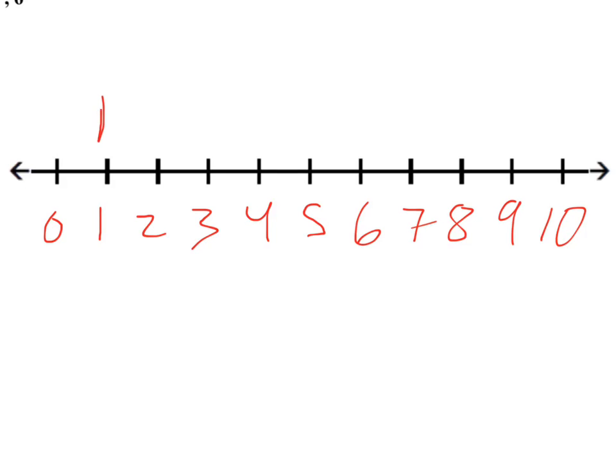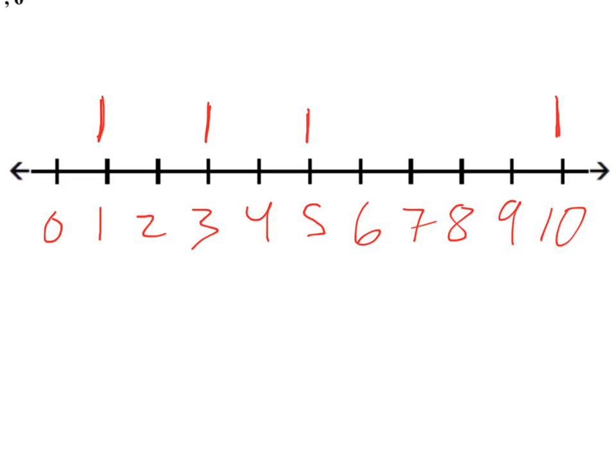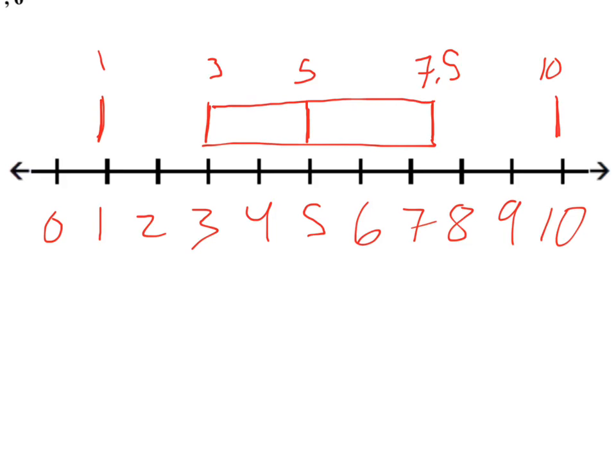And I have a line at 1, a line at 10, a line at 3, a line at 5, and one at 7.5. So I'll put a little number there just to clarify where these numbers are at. These ones are actually pretty good. And then you take your middle ones, draw your little box around them, and then you can draw your whiskers going out to the ends there, and you're good to go.